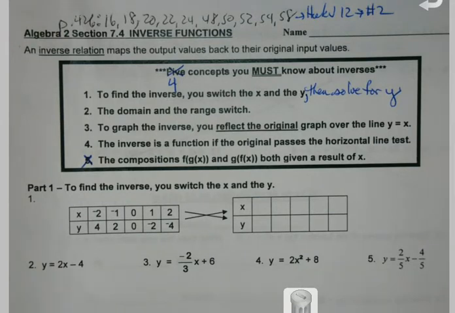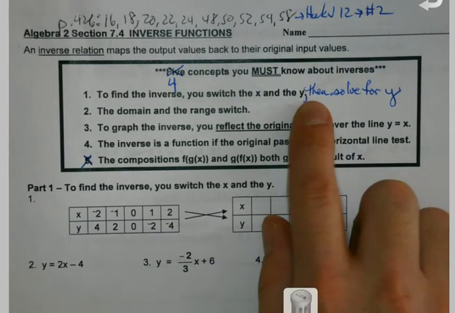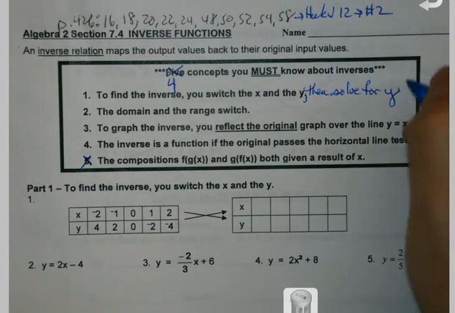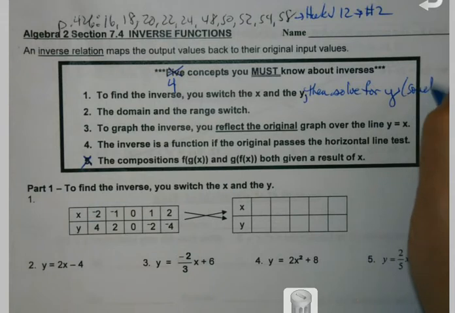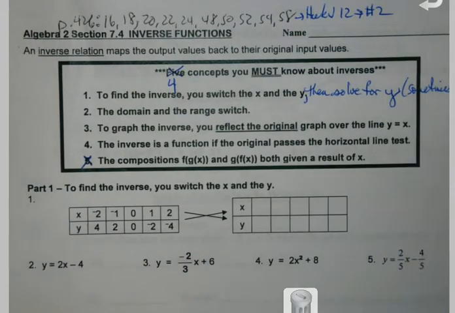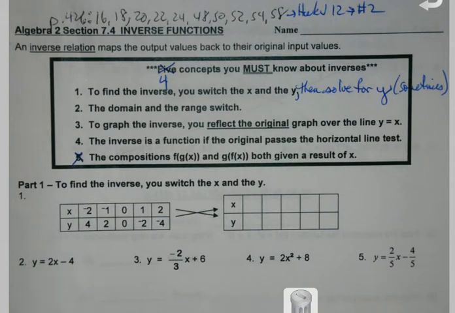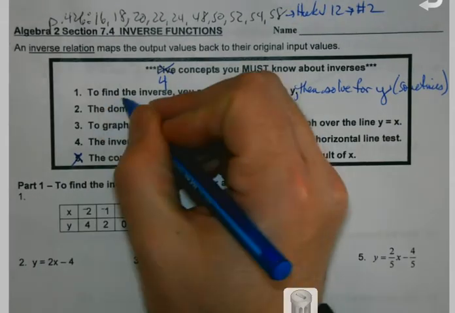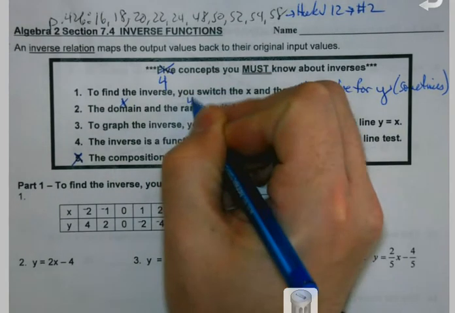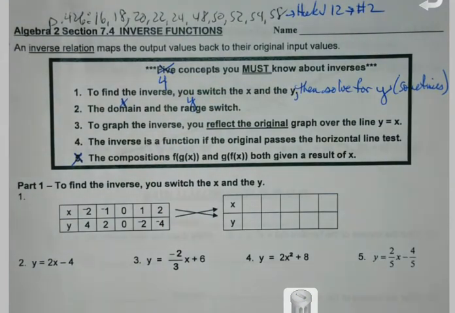To find the inverse of something, you switch the x and the y, and then sometimes you can solve for y. I better put "sometimes" in here, because sometimes we're going to do that and sometimes we aren't, so we'll talk a little bit about that. The domain, we're like, oh yeah, domain is x values, and the range switch, we'll talk about that a little more in depth.